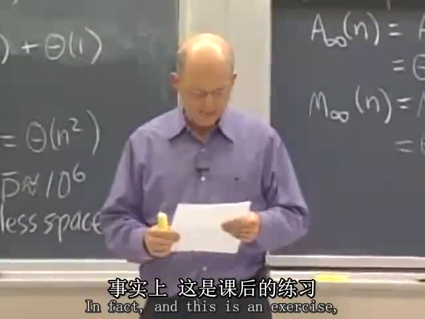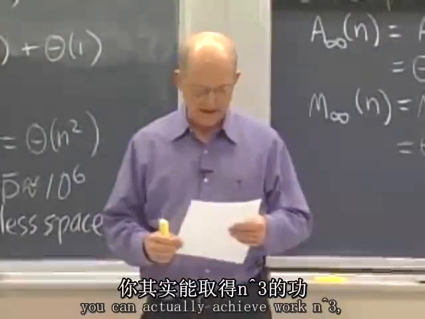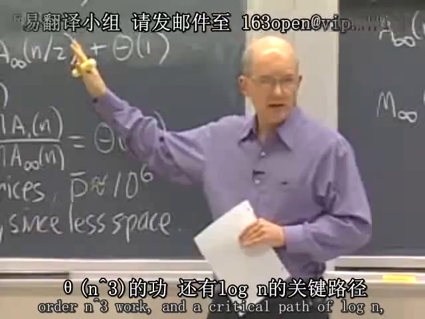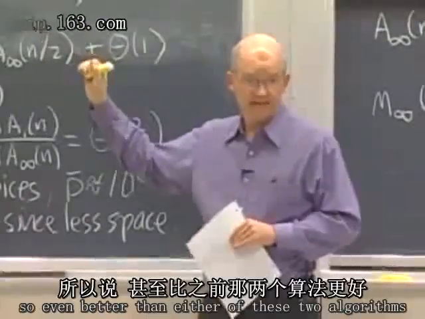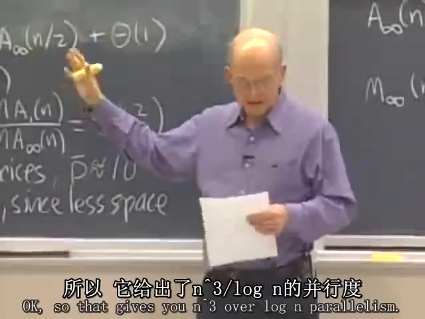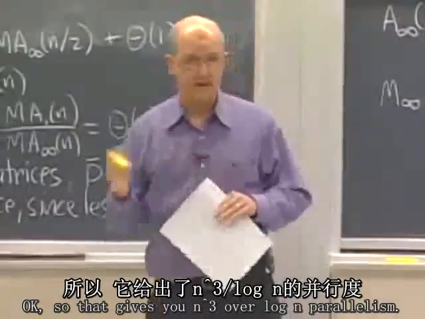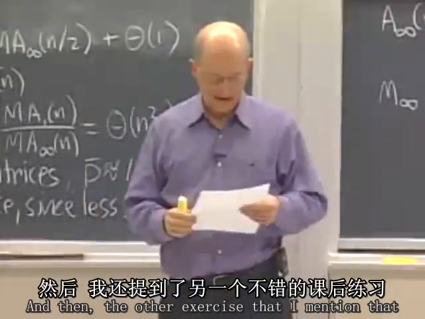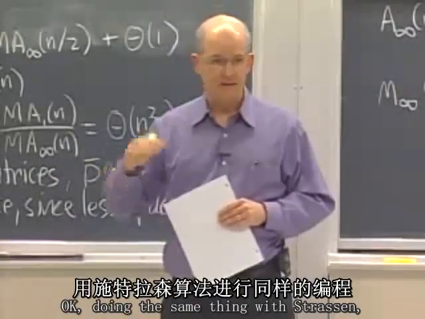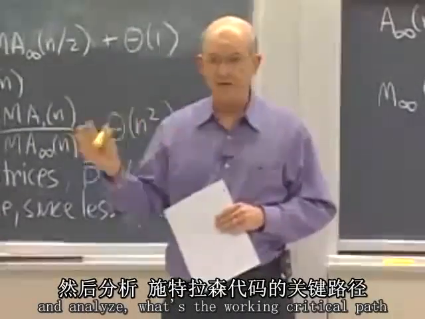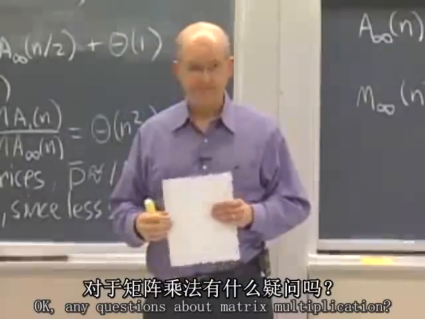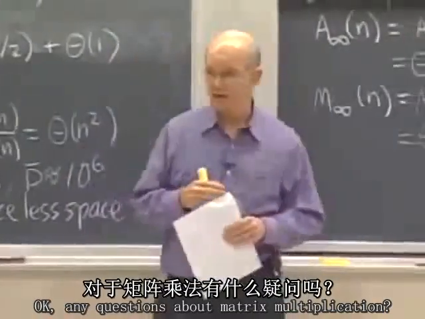In fact, and this is an exercise, you can achieve order n cubed work and a critical path of log n. So that's even better than either of these two algorithms in terms of parallelism. That gives you n cubed over log n parallelism. That's an exercise. The other exercise I mentioned that's good to do is parallel Strassen: do the same thing with Strassen and analyze the work, critical path, and parallelism of the Strassen code. Any questions about matrix multiplication?